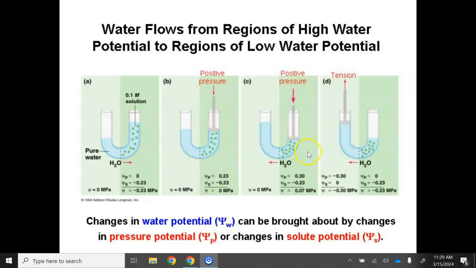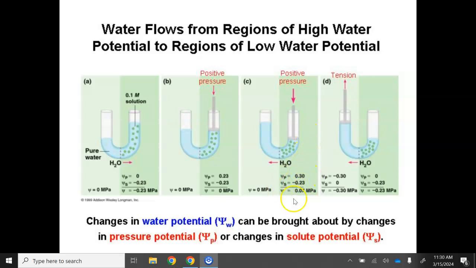These last two are not natural environments. No real cell is going to react this way, but they are more like, if you could apply more pressure or pressure in a different way, could you force more water to the other side? So when we look at C, again, open container on this side, so 0 for total. And then here we have our solute. So again, osmotic potential is still negative 0.23. And our pressure is pushing down at a really high positive value. So our pressure potential piece this time is high.